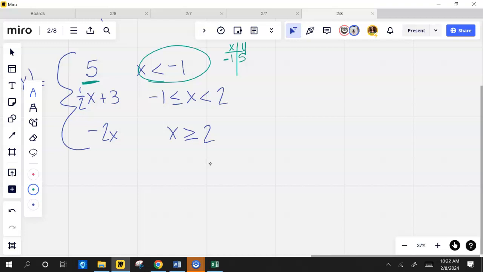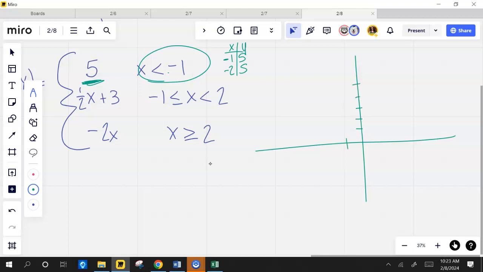If I pick an x less than -1, give me an x less than -1. -2. What's y? Come on, y'all can do this. 5. It's not a trick question. It's always 5. For this first one, no matter what I plug in this equation, it's going to be 5. So this is what it looks like on the graph. And this is on your homework, and that's why I wanted to go over one like this. 1, 2, 3, 4, 5.